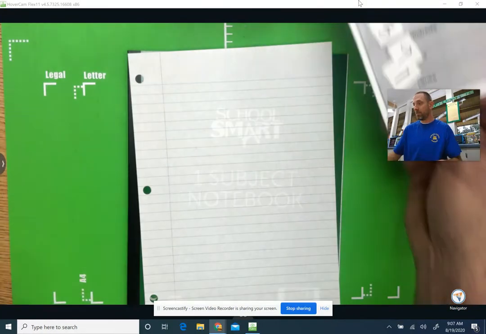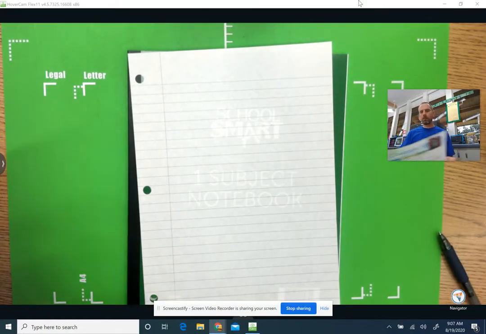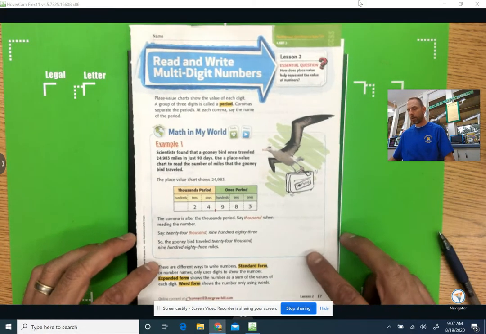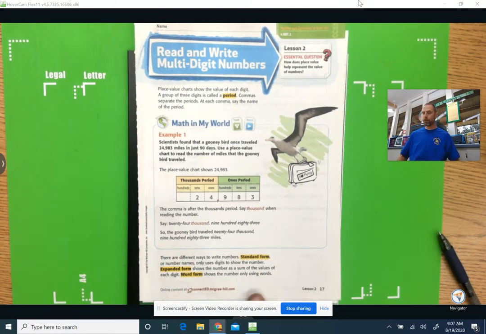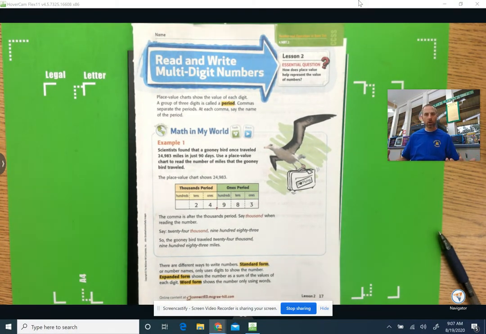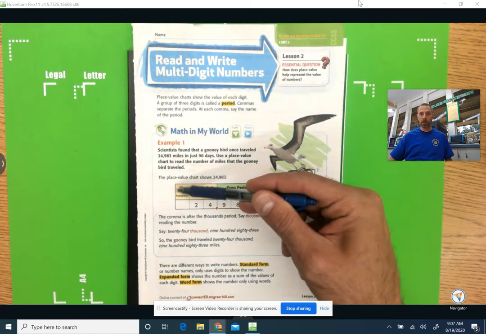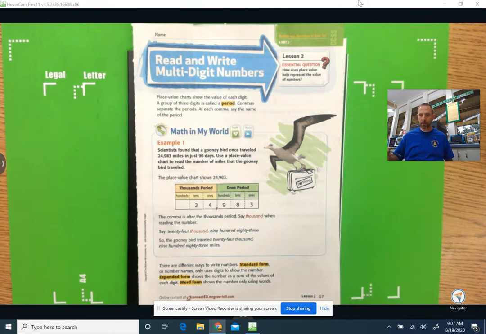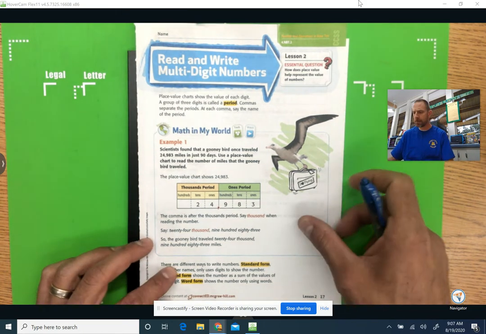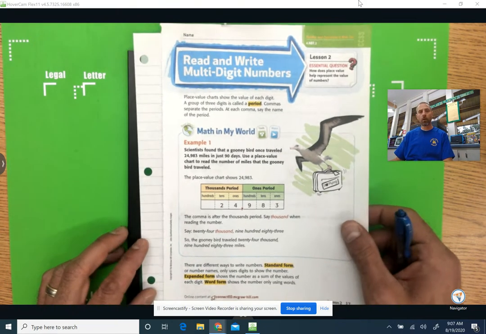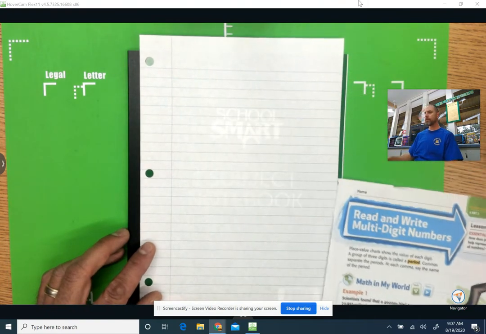Next up is a little chat about standard, expanded, and word form, or a reminder. These are 3 vocabulary terms that you've been using for quite some time. And now we're going to start to use them with larger numbers. Again, we have a great example here of the ones period and the thousands period. All right, our 3 vocabulary terms.